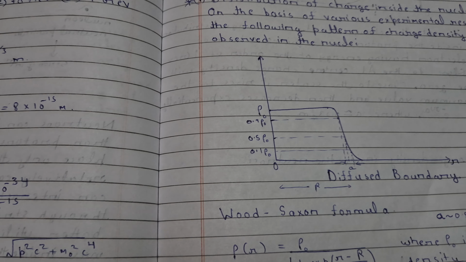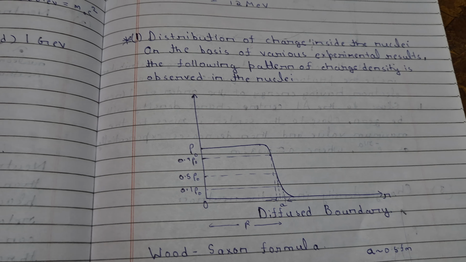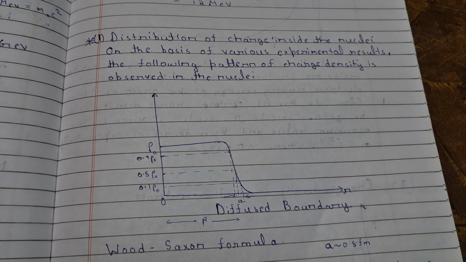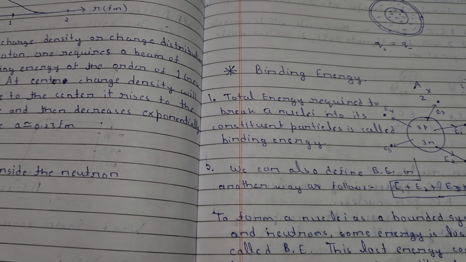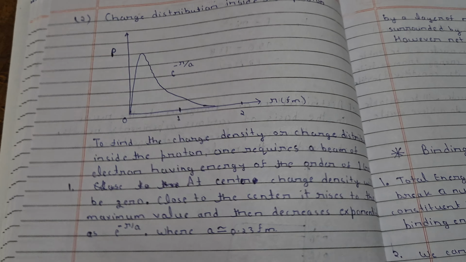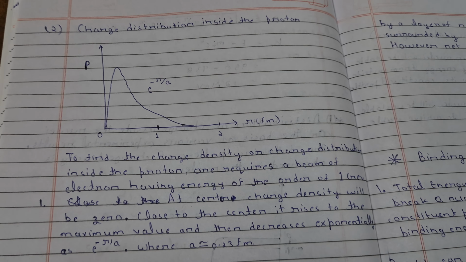So, hello everyone, this is lecture 5 for nuclear physics. In the last lecture, we were discussing the nuclear properties and seeing how charge is distributed inside the nucleus. Today we will see the binding energy. But before that, we have two more things: how charge is distributed inside the proton and how it is distributed inside the neutron. So, first let's study them.